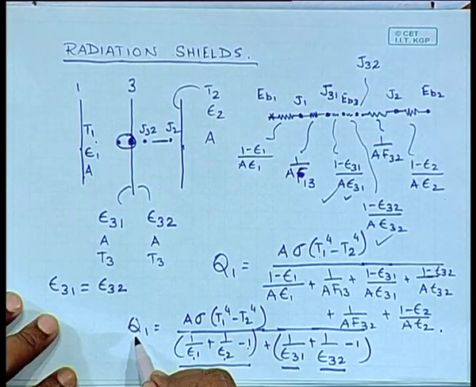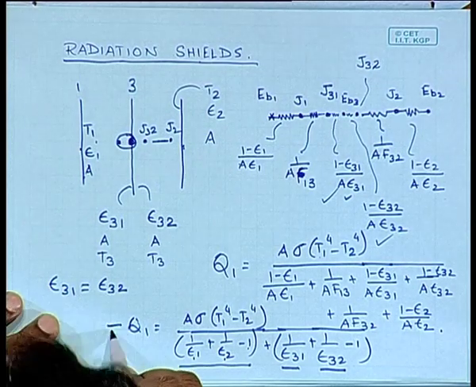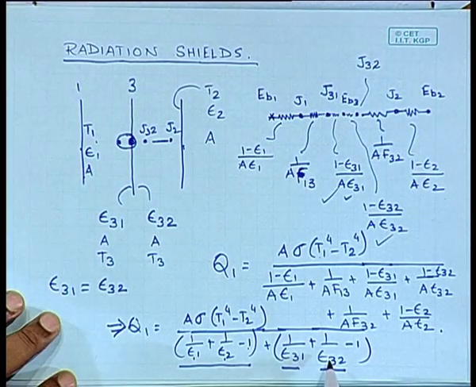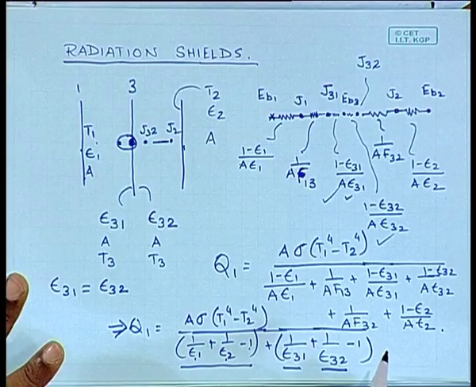The important thing is these two extra resistances, and they will tell us how to reduce Q1, which is my primary objective. In order to reduce Q1, must epsilon 31 and epsilon 32 be small, large, or what? Must be small. So you choose a radiation shield which has very low emissivity. So the emissivity of the radiation shield must be small in order to provide effective resistance to radiative heat transfer between two surfaces. This simple analysis based on our network analogy gives us the property of a radiation shield, that its emissivity should be small enough.